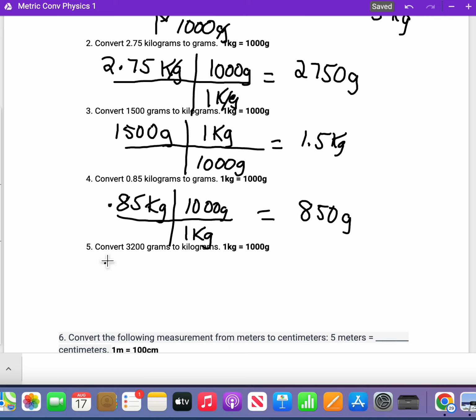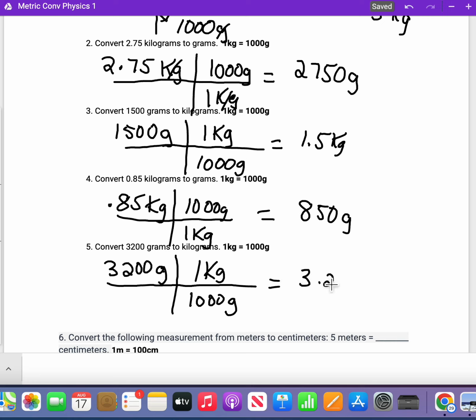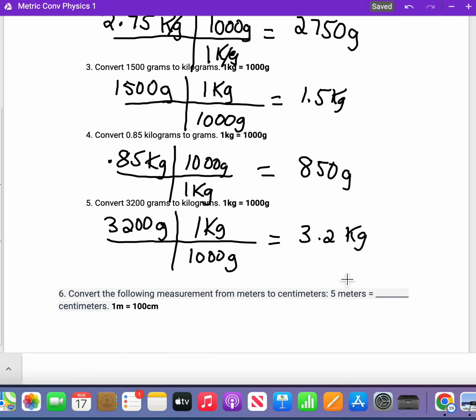Okay, this one down here, 3,200 grams. We want to change that to kilograms, so we write down what the problem gives us. With the units, it's important to write the unit down. That way you know if you have grams here, what has to go down here? Grams. So we're going to put 1,000 grams on the bottom and 1 kilogram on the top. So 3,200 times 1 divided by 1,000. That's going to equal 3.2 kilograms. Okay, that's how to convert grams to kilograms. That's something you'll have to be able to do.